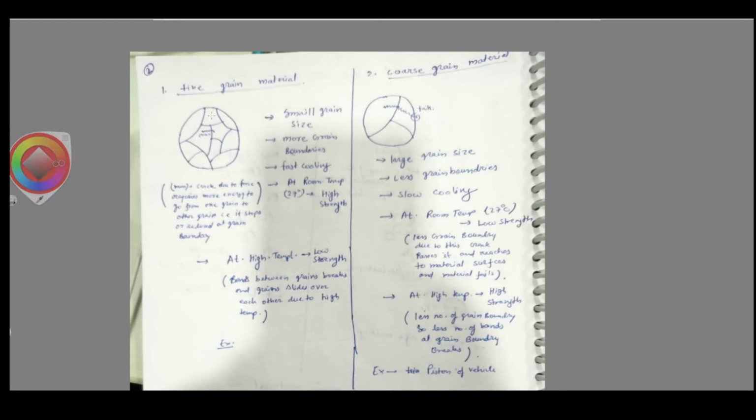So, fine grain material, the arrangement. Suppose this is one material. On this material, these are the grain boundaries, which separate the atoms. Okay, these are the grain boundaries.